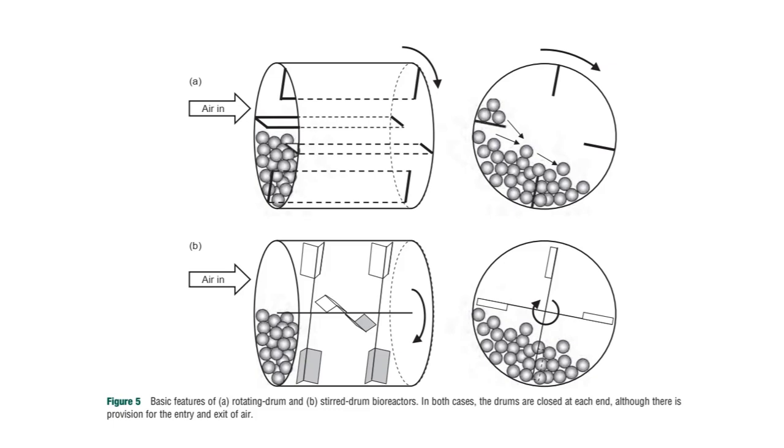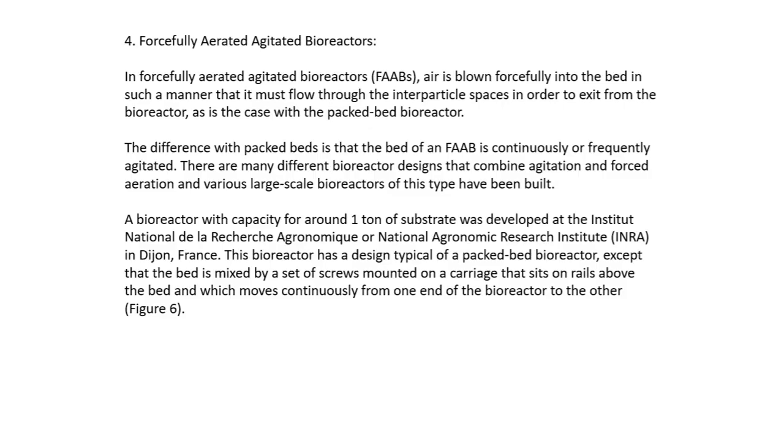And there is the possibility of completely mixing, and of air supply, or the entry of air into the beads. So this is type 3. It is not mentioned, okay, as type 3. This is type 3, group 3. Here it is mentioned rotating drum and stirred drum bioreactors. Both come under group 3, rotating drum and stirred drum bioreactors.